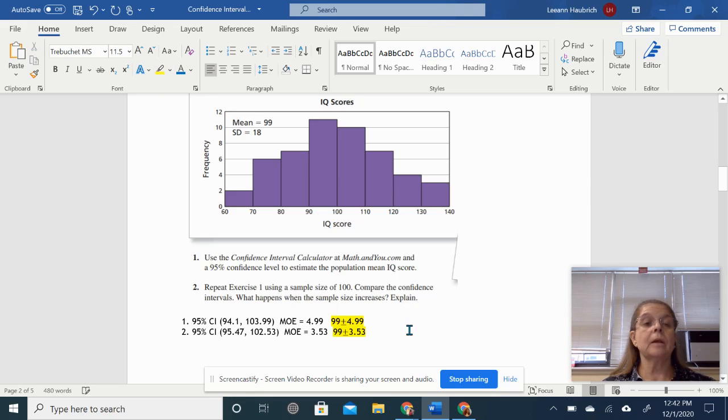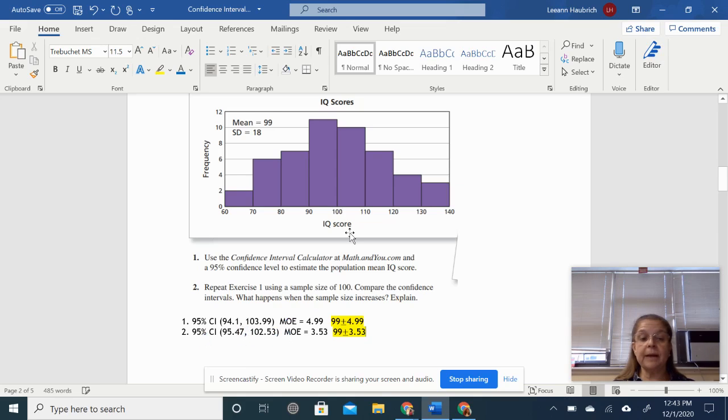So let's look at what's happened here. Just by increasing the sample size, doubling it, we went from 50 to 100. Our confidence interval has shrunk some. It's gotten smaller. Instead of being up here at 94, it's now 95. Instead of going all the way to 103, it's now going to 102.53.